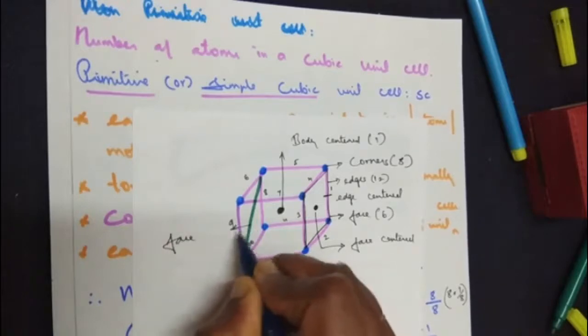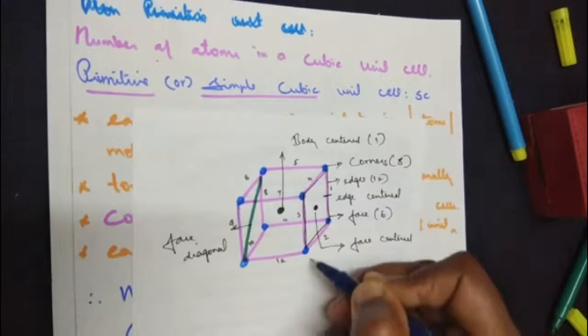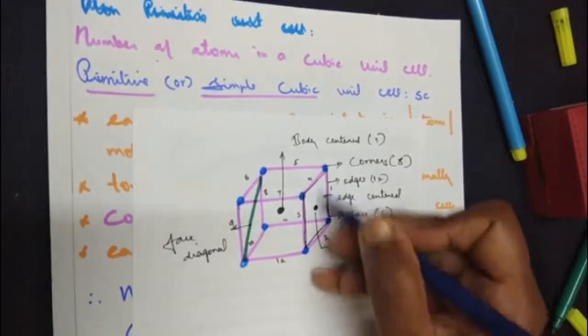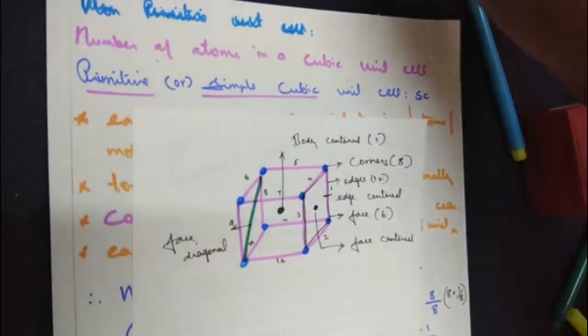This particular one is called a face diagonal. On each side we can draw the diagonal shape of it, so it's called a face diagonal. One more type of diagonal is possible.